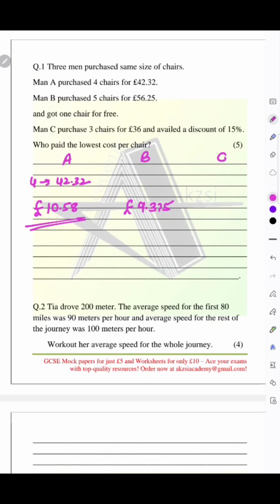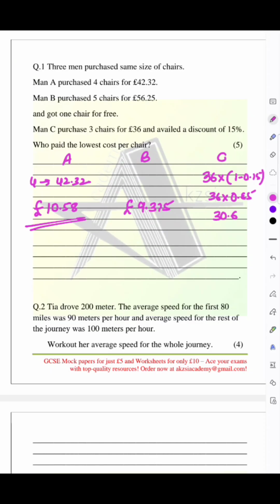And then man C purchased 3 chairs for 36 and availed a discount of 15%. That means, first let me calculate the 15% discount of 36. That means 36 times 1 minus 0.15. Why I'm subtracting? Because obviously he'll get a discount. That means 15% off, and now he got it at 85%. So 36 times 0.85 is 30.6. So he got all 3 chairs in 30.6 pounds.